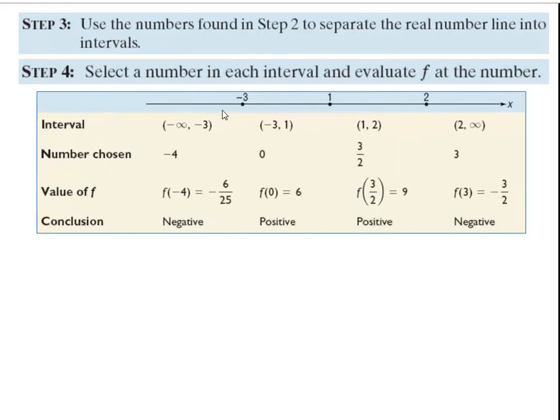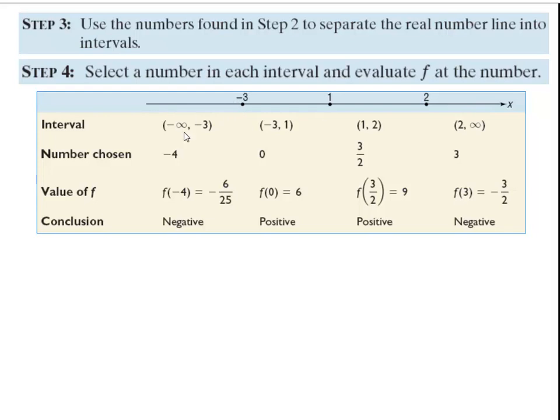So here's the 3 numbers I'm plotting on my number line, and then again I'm going to play that same game. I'm going to pick a number to the left, plug it in and see what I get. I'm going to pick a number between, plug it in and see what I get. Pick a number between here, plug it in and see what I get. And pick a number to the right, plug it in and see what I get.